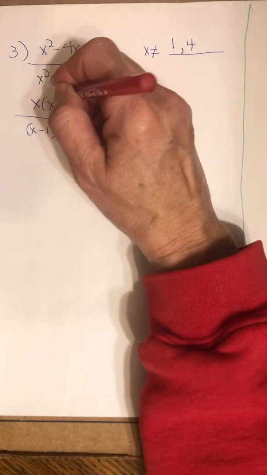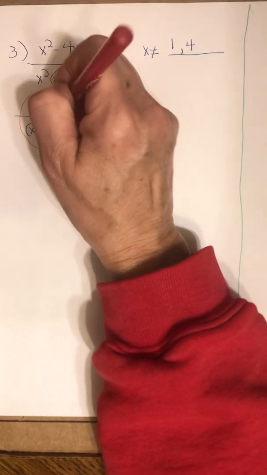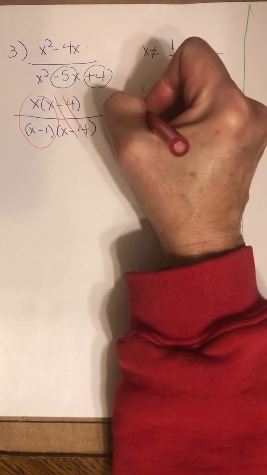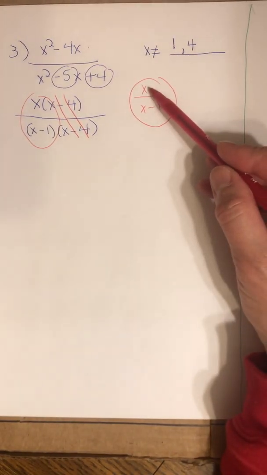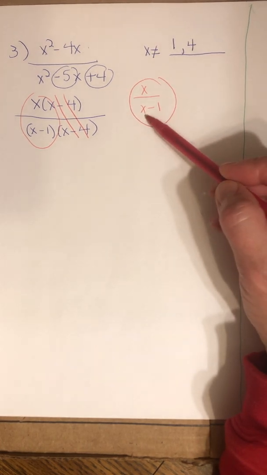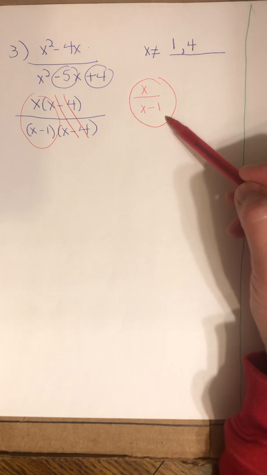Let's simplify our expression. The x minus 4's cancel, and we are left with x over x minus 1. Please notice you cannot cancel the x from the numerator and denominator. You would have to be able to factor an x from everything, and you cannot.